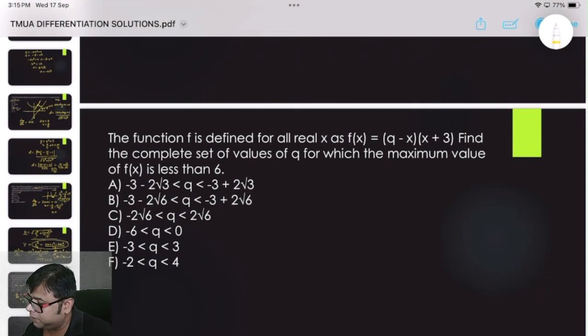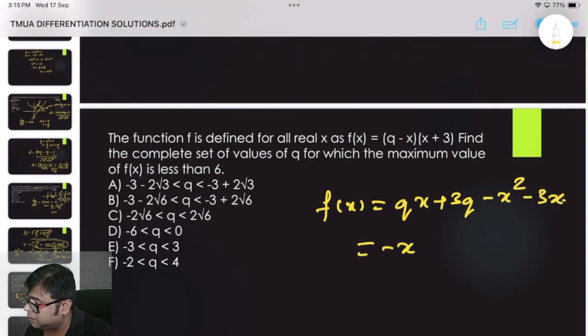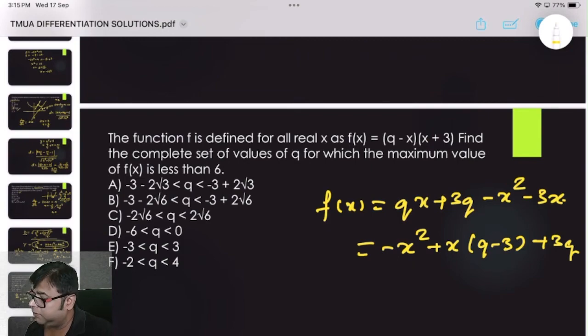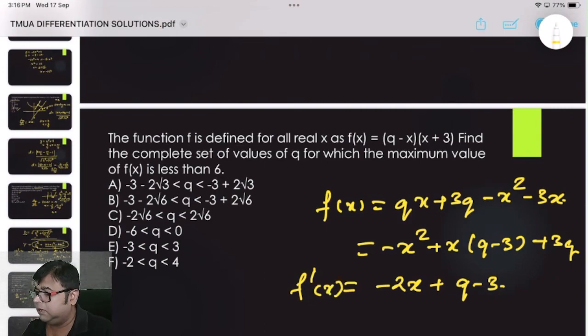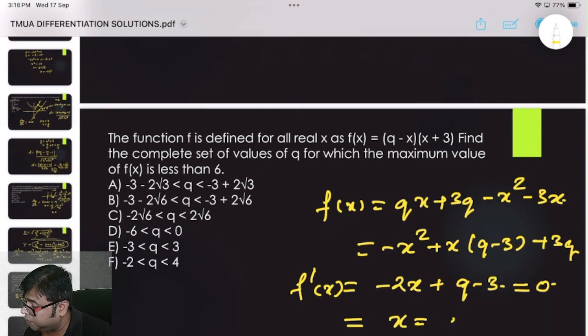Again, first I'll multiply. So f(x) gives me qx plus 3q minus x square minus 3x, which will finally be minus x square plus x(q minus 3) plus 3q. Now if I differentiate, I'm going to get minus 2x plus q minus 3. This is the first derivative f dash x. Now if I put it equal to 0, at this I will be getting the maximum value because the second derivative will be negative. So it gives me x equal to (q minus 3) by 2.